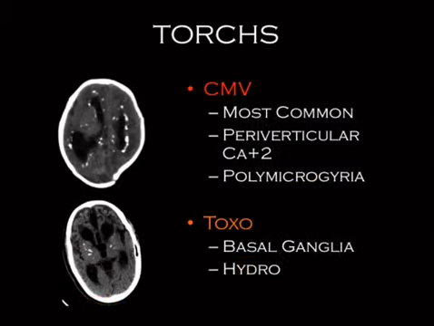So CMV, more common, periventricular. It's associated with polymicrogyria, strongly associated with, or the most strongly associated with relative to some of the other TORCH infections, and basal ganglia calcifications and hydro for Toxo.